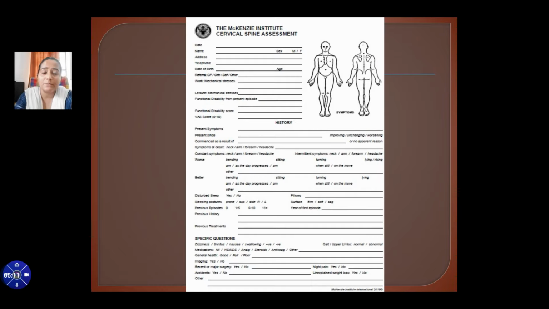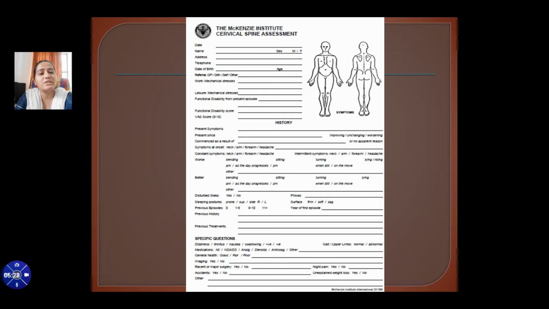Constant symptoms: if the patient is having constant symptoms, then whether these are in the neck region, forearm region, arm region, or whether a headache is there or not, that can be marked. Next, whether it is worse in standing or sitting, in which position.